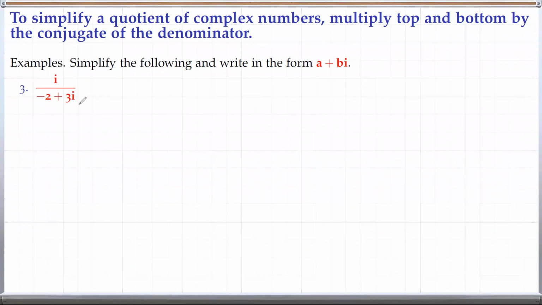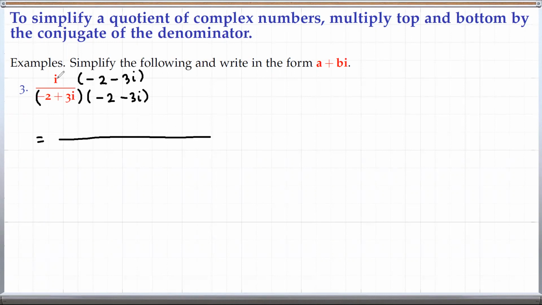Here is the next example. We want to find i over negative 2 plus 3i. Again, the same idea. We just multiply top and bottom by the conjugate of the denominator. The conjugate of negative 2 plus 3i is negative 2 minus 3i. So to get the conjugate, we just negate the complex part. So just multiply top and bottom by negative 2 minus 3i.